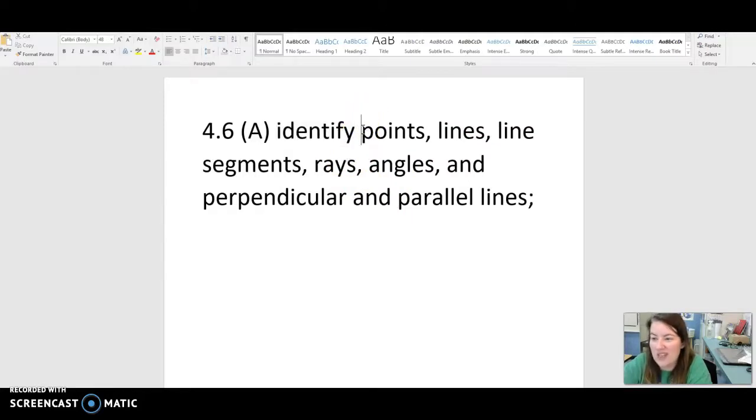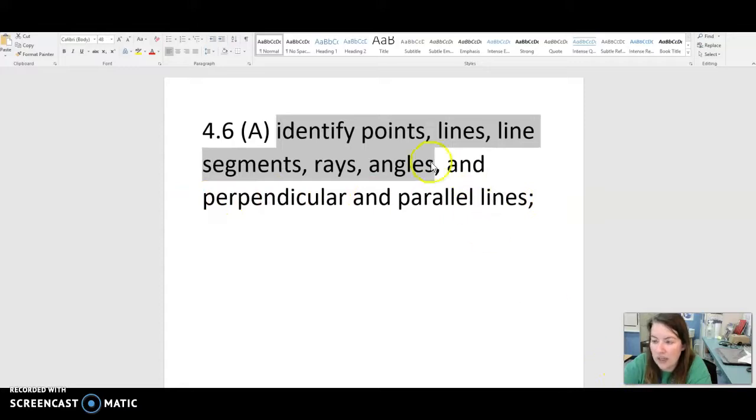So we're going to have to identify a bunch of different things. What a point is, line segment, ray, angle, and perpendicular and parallel lines. Today we're only going to focus on the front half of this. So today we're going to do points, lines, line segments, rays, and angles. We will get to perpendicular and parallel lines later this week, but we will not be covering those things today.